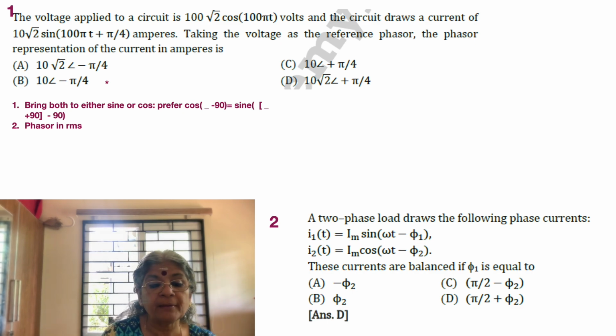So plus pi by 2 plus omega t minus phi 2 minus pi by 2 was converted into sine, with a minus sign. Okay, so now we can balance. So we see that minus phi 2 minus pi by 2 is equal to minus phi 1, and so automatically phi 1 is equal to pi by 2 plus phi 2. Okay, so I suppose we are clear about the conversion and what a phasor is: the RMS value with an angle.